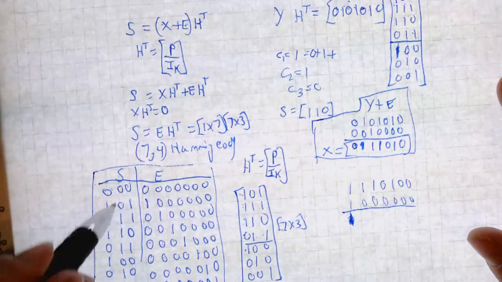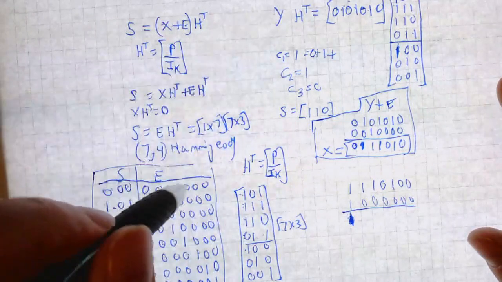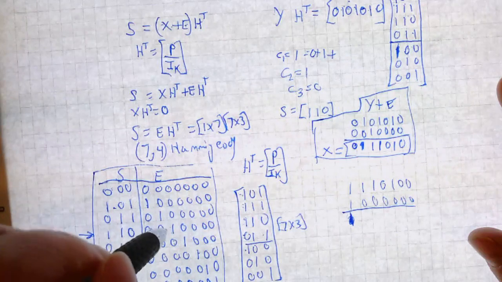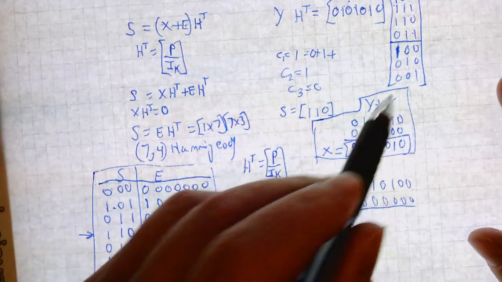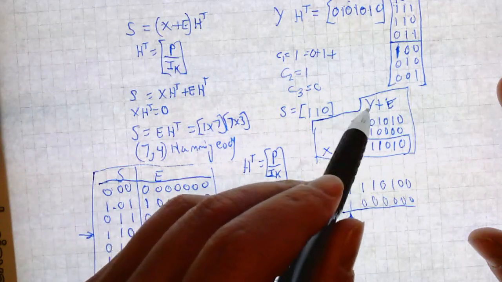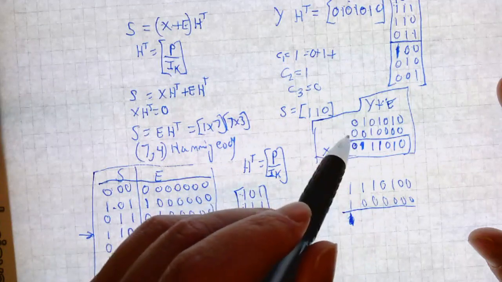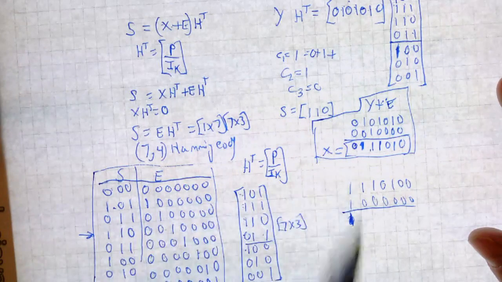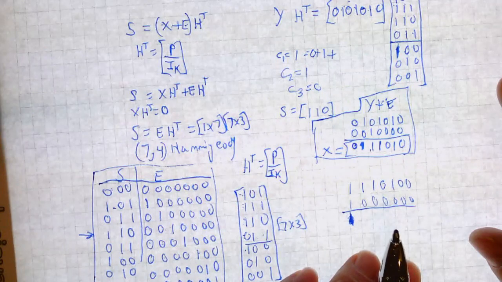So we use the syndrome to determine which bit has been flipped. And then we use that information about which bit has been flipped in error, and we flip the bit back and get the original code word. And that is the essence of the application for Hamming codes.